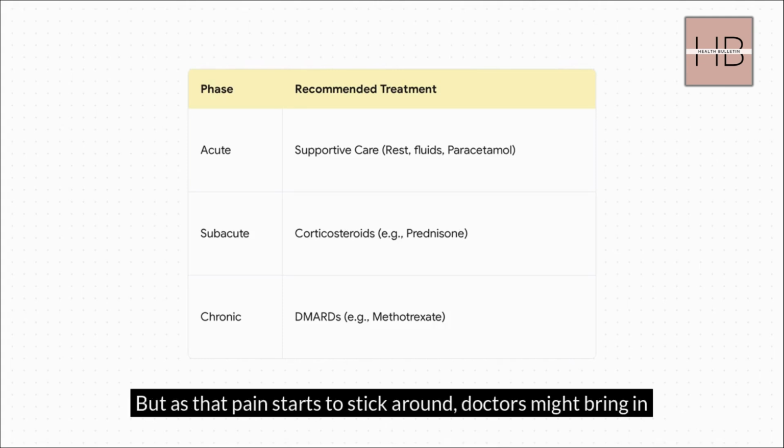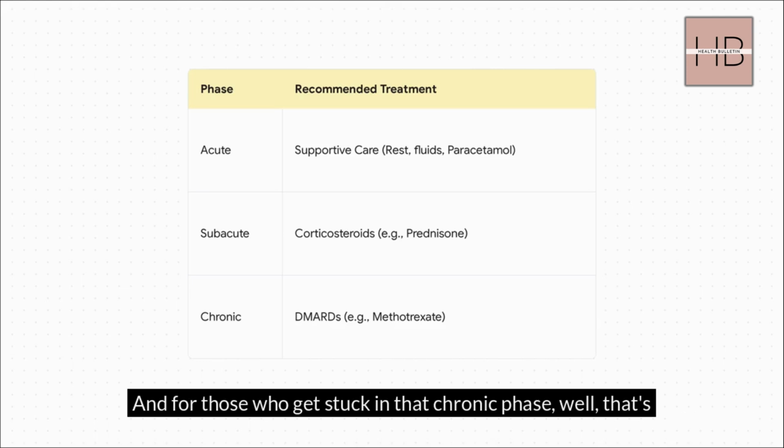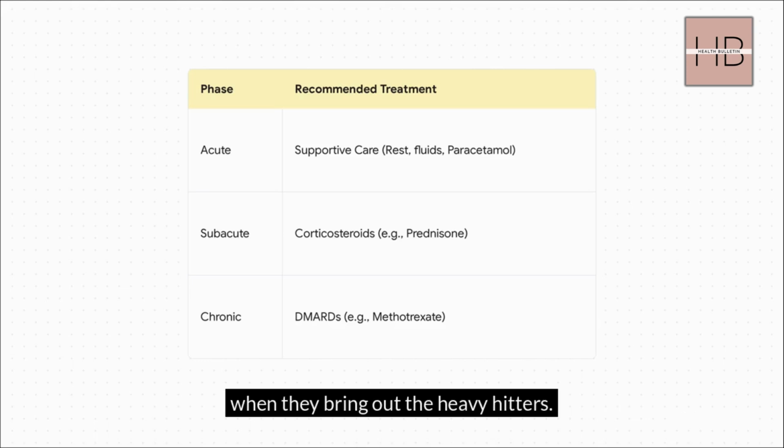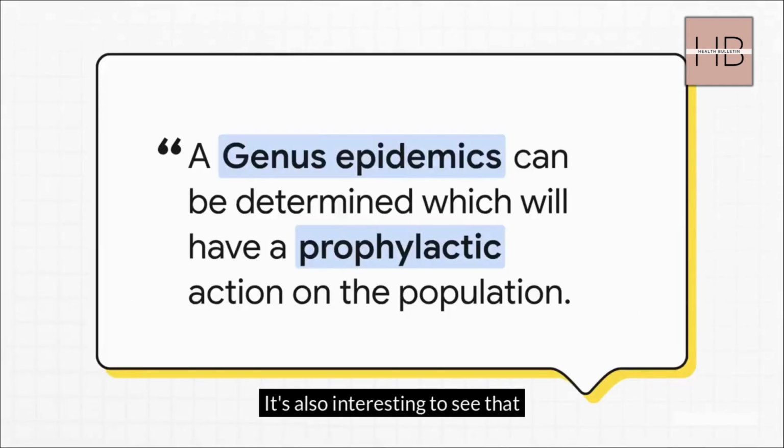But as that pain starts to stick around, doctors might bring in stronger stuff like corticosteroids. And for those who get stuck in that chronic phase, well, that's when they bring out the heavy hitters, drugs called DMARDs, things like methotrexate, which are designed to tackle the deep-seated inflammation itself.